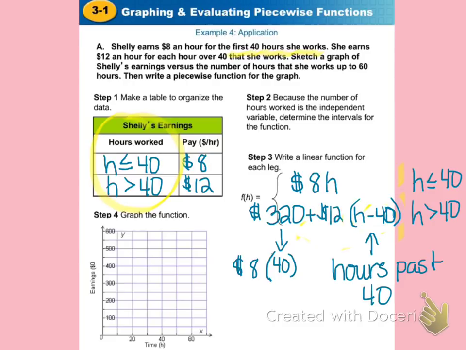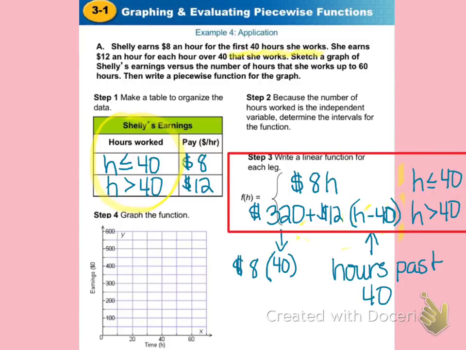So that would really make sense if you think about, let's say Shelley worked 42 hours. So I would be jumping down here to use this part of the function, and I know if I plugged 42 in there, that would work, because that would say 42 minus 40, which would give me 2, and that means I'm getting paid 2 hours at $12, and then this $320 represents the first 40 hours of pay, which I will have already earned if I'm at that second piece of the function, because that means I'm past my full-time hours of 40 hours. So here's my piecewise function, including my interval.